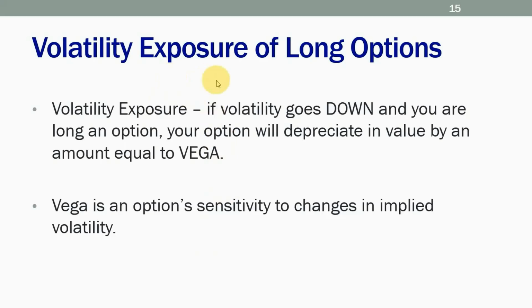So volatility exposure of long options: if volatility goes down and you're long an option, your option will depreciate in value by an amount equal to Vega. As I said, I don't want to get detailed into Vega. Vega is an option's sensitivity to changes in implied volatility. I just love that. Vega is a very sensitive individual. He gets very upset very easily.